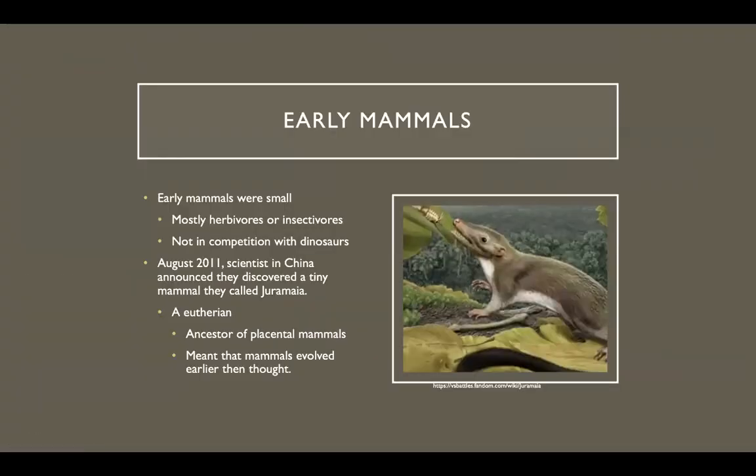So the early mammals were small, and they were mostly herbivores and insectivores, and they were not in competition with the dinosaurs. And in August of 2011, scientists in China announced that they discovered a tiny mammal they called Juramaia, and it's a eutherian, an ancestor of placental mammals, which meant that mammals evolved earlier than they thought. And this is a cartoon image of what they thought the Juramaia might have looked like.